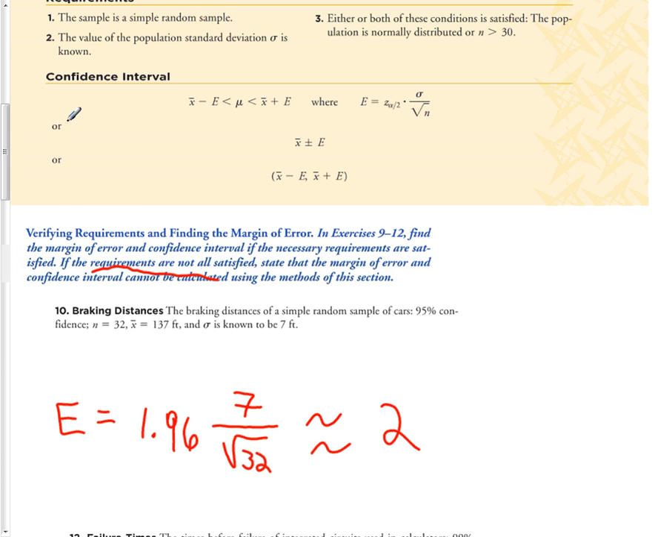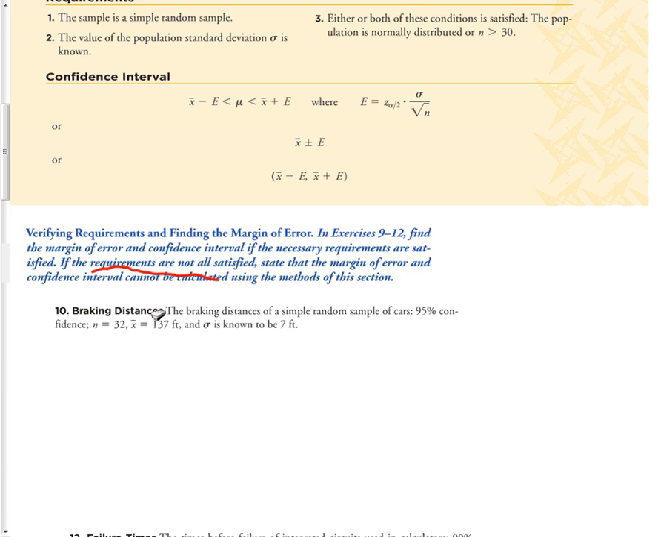Let's take a look at number 12. Let's take a look at problem number 12. The answer for number 10 is 2, though. The margin of error is 2. So let's take a look at number 12.